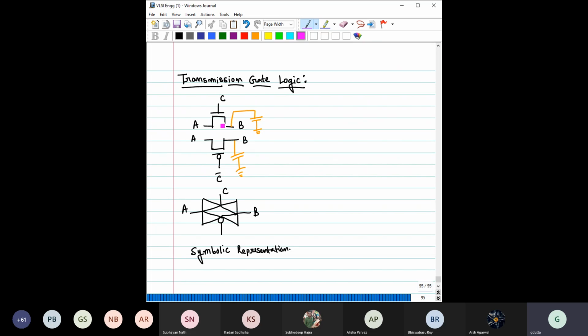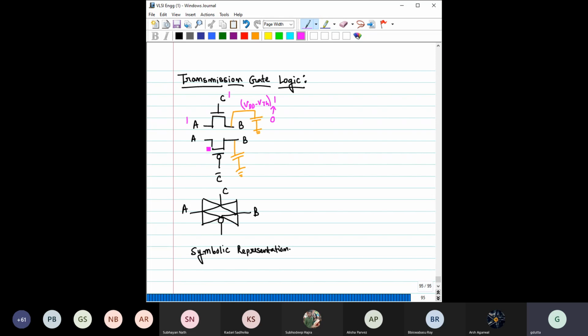For example, if we are designing using pass transistor logic with NMOS, and suppose you are charging it from 0 to 1, then you make A 1, make C 1, right? That gives a connection and it will start charging, but you cannot really go to 1, meaning VDD. You can reach only up to VDD minus VTH.